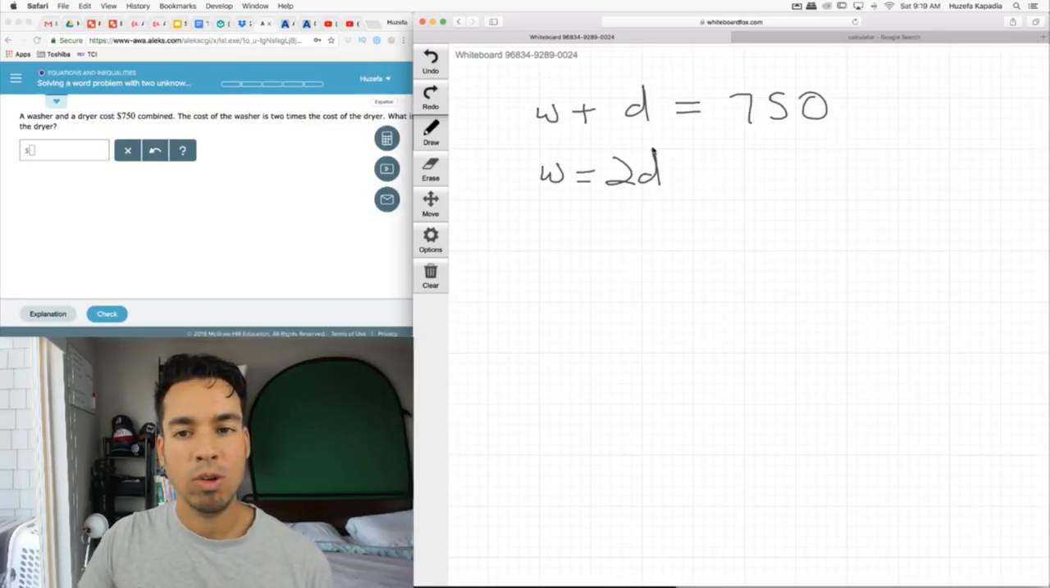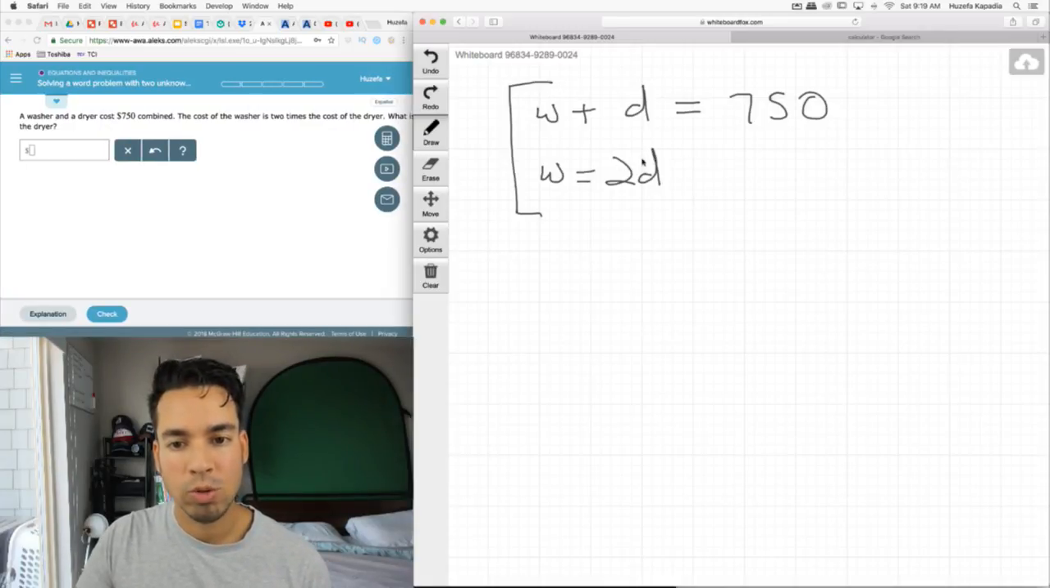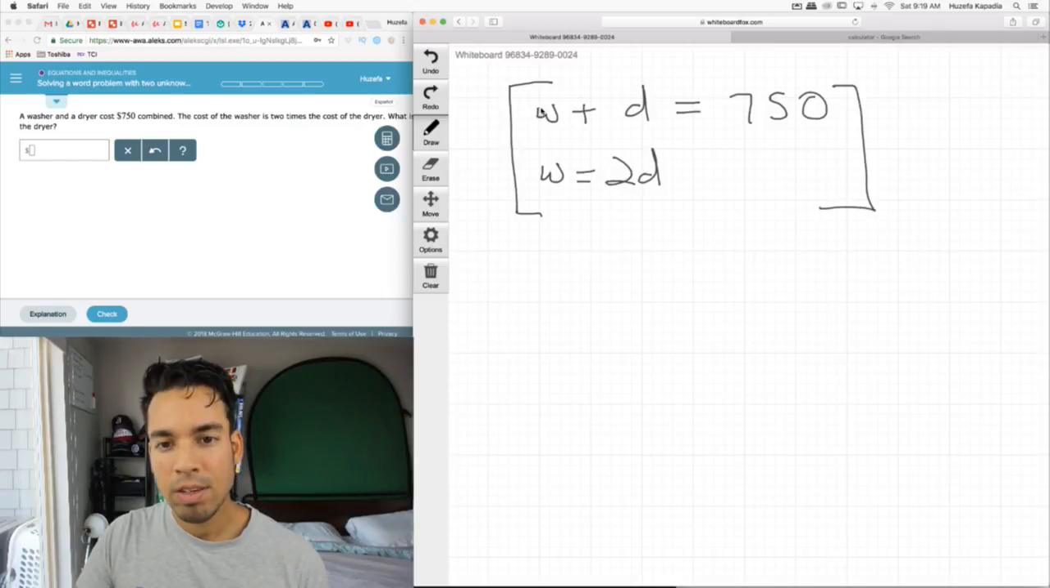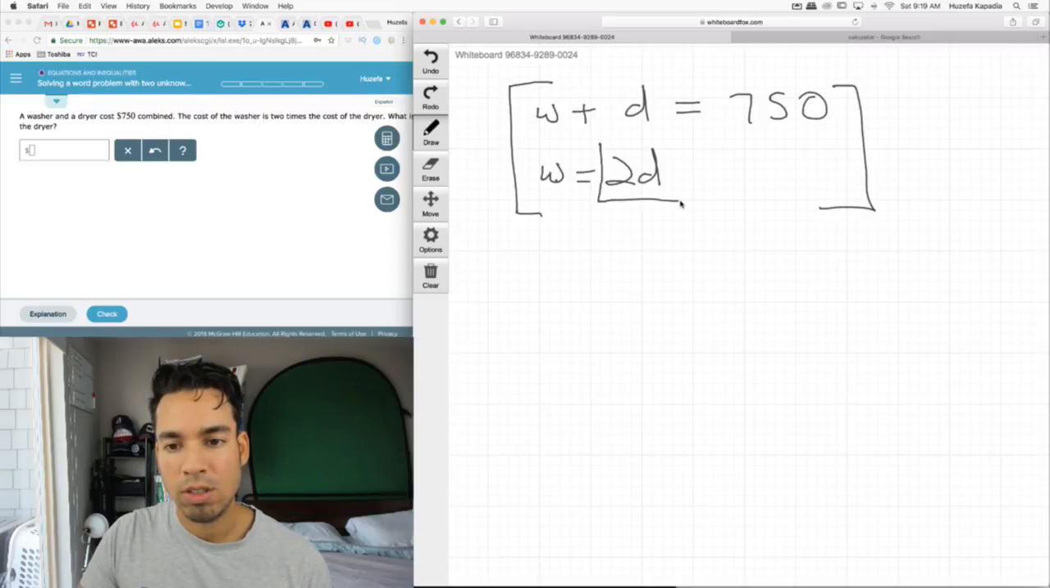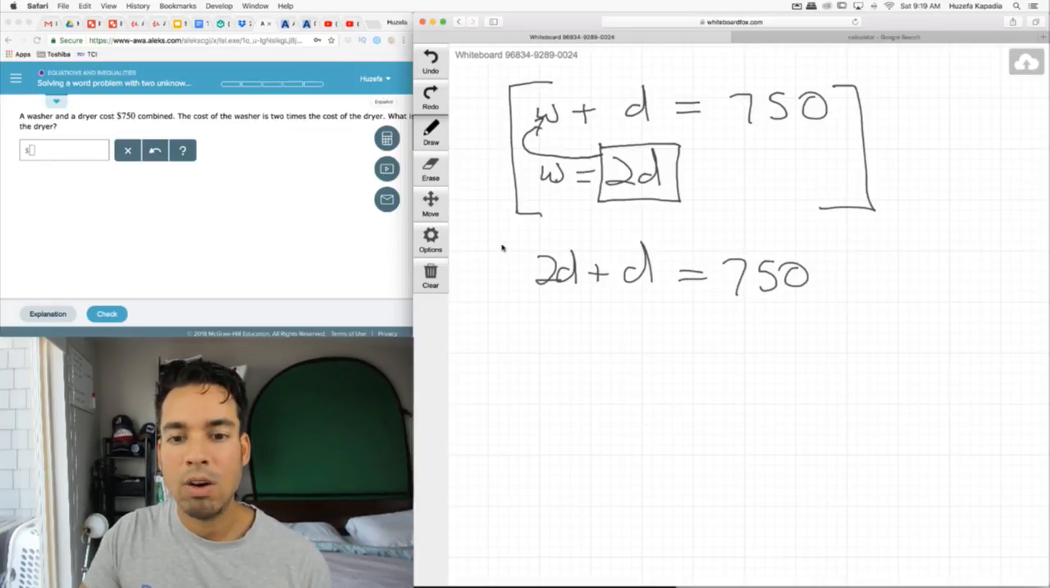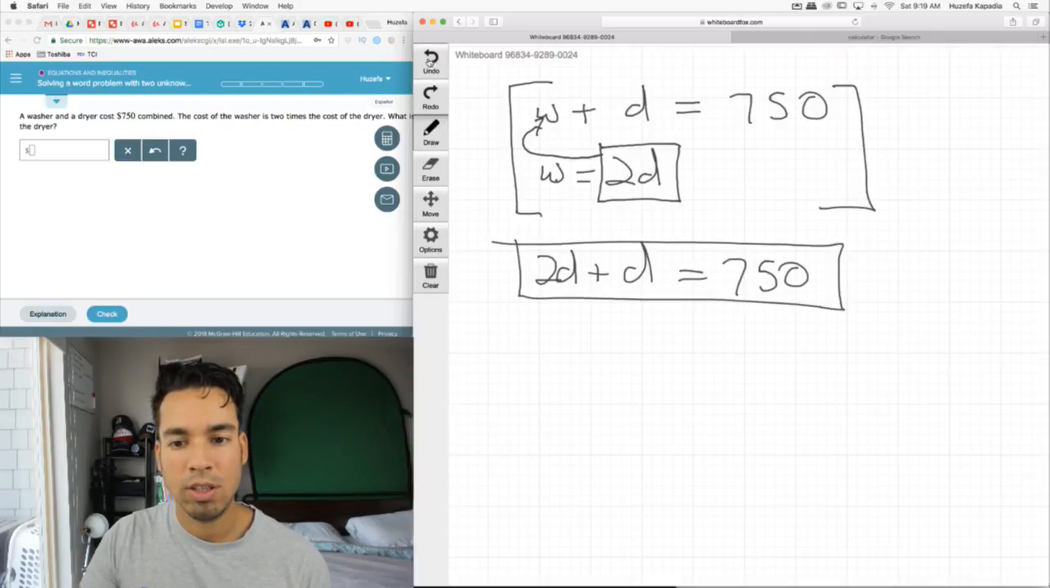This is called a system of equations. I've just created 2 equations with 2 variables. If it were just this up here, I couldn't solve it. But now I can solve it, and the way I'm going to solve it is with something called substitution. So we want to find the cost of the dryer. So I already know that W equals 2 times the cost of the dryer. Well, if that's the case, why can't I replace this W in the first equation with 2D? So I can say 2D, replacing this with 2D, plus D equals 750.